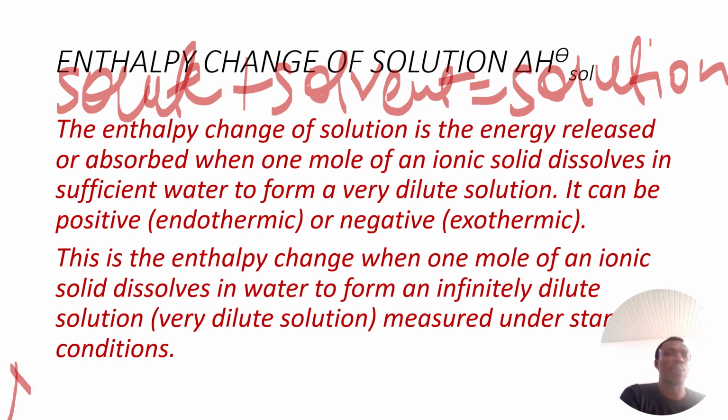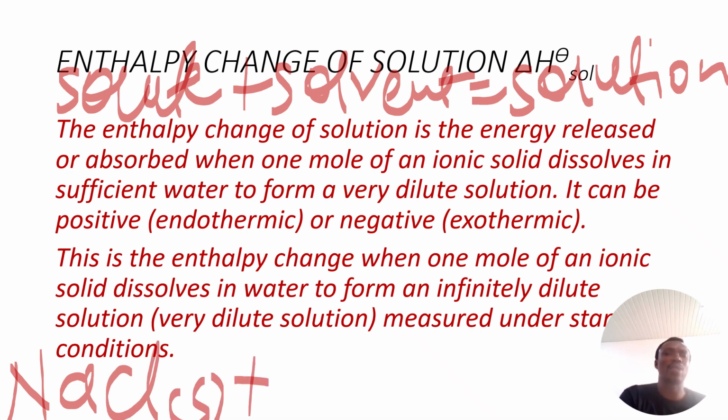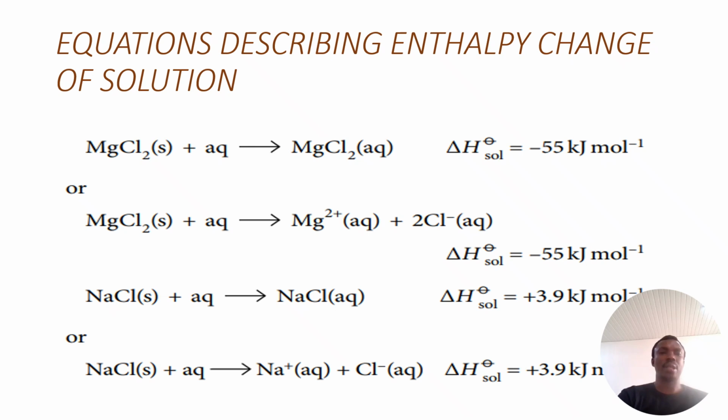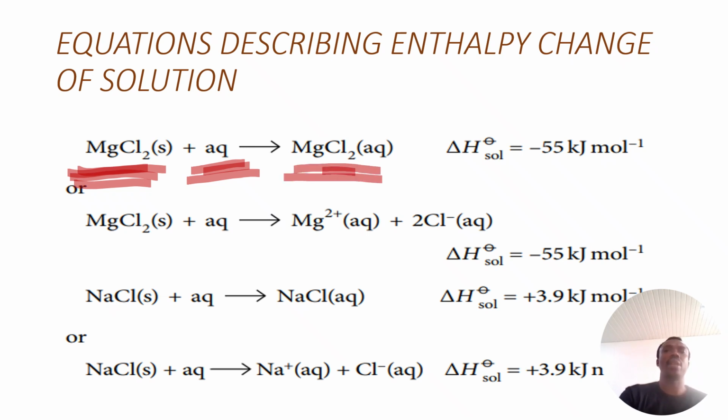For example, sodium chloride, which is an ionic solid, dissolving in excess water to form an infinitely dilute solution. So as you can see, these are equations describing the enthalpy change of solution when one mole of an ionic solid, magnesium chloride, dissolves in excess water. So we put aqueous to form an infinitely dilute solution.